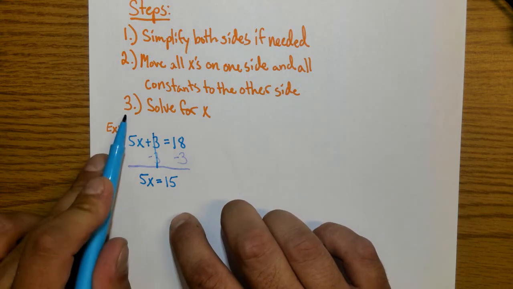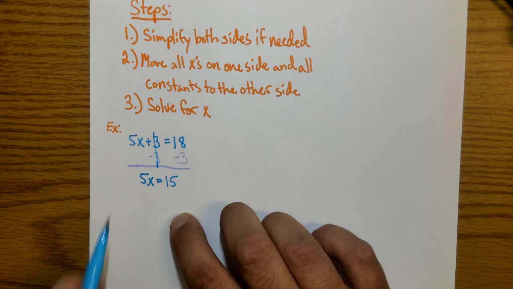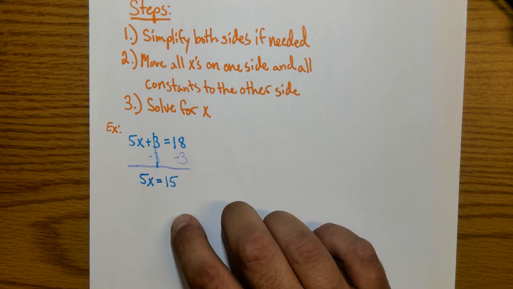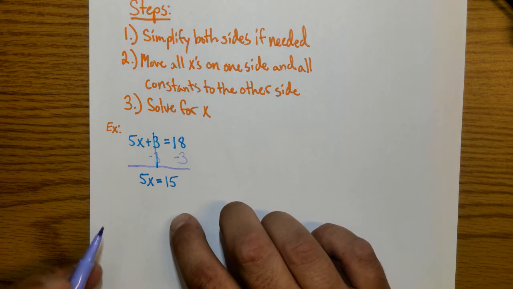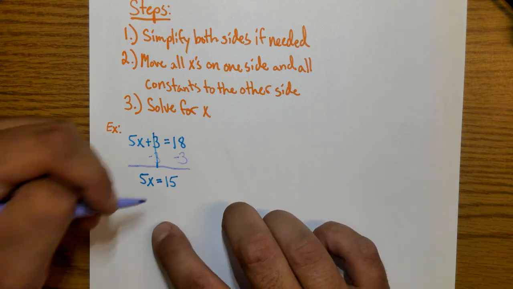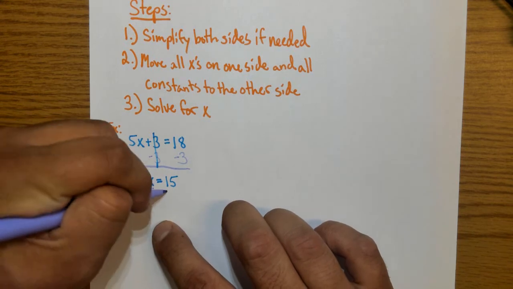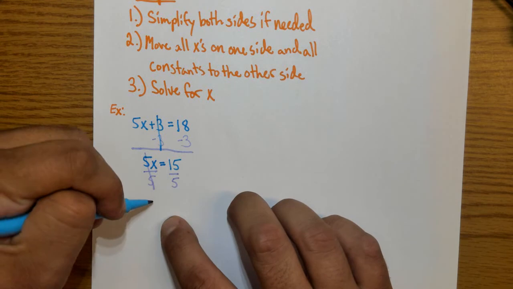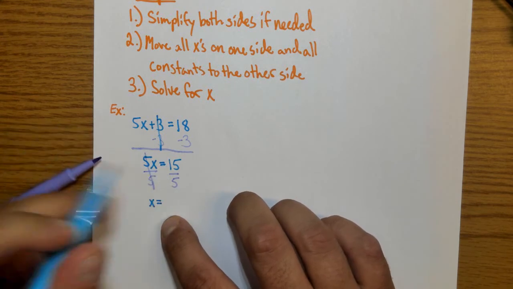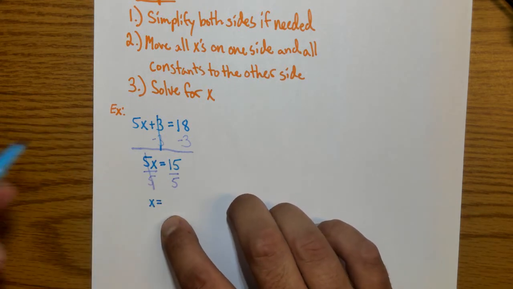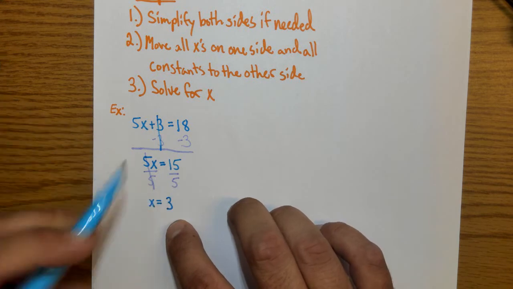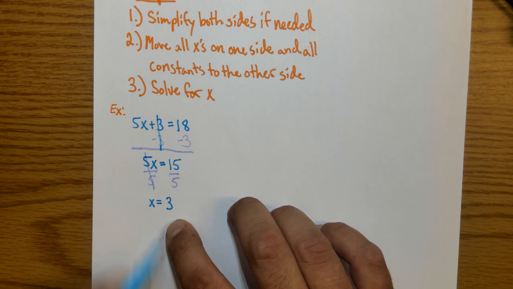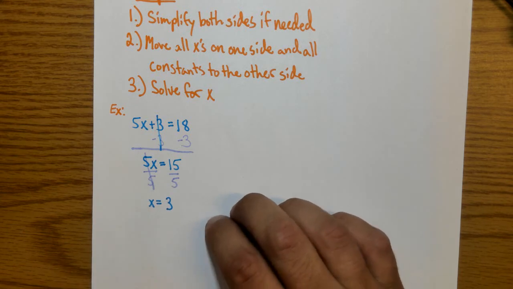And now we have all the x's on one side and all constants on the other side. And then finally, step 3, solve for x. Well, x is being multiplied by 5, so again, we want to think of this opposite operation concept. And the opposite operation of multiplication is division. So we're going to divide both sides by 5. That will cancel this out. So x is equal to 15 over 5, and 15 over 5 is just 3. Remember, fractions just mean division. So 15 divided by 5 is 3. And there we go. We solved for x on that one.